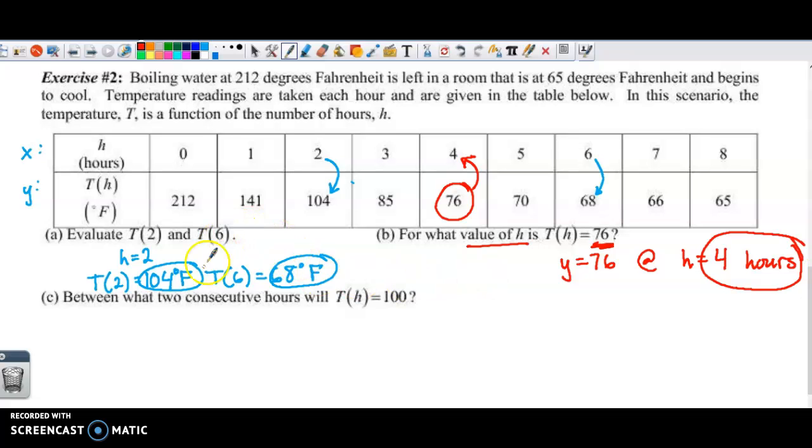And then the next one, hopefully this is making sense. If not, bring questions to class. But between what 2 consecutive hours will t of h equal 100? So as you're looking at t of h, it's the y coordinate. Well, it doesn't ever exactly equal 100. But what happens is to go from 104 down to 85, the only way to go from 104 down to 85 is if you cross 100 at some point. And that, time-wise, occurred between 2 and 3 hours.